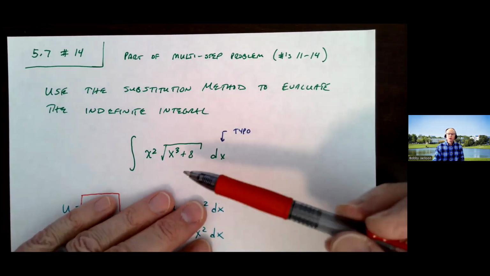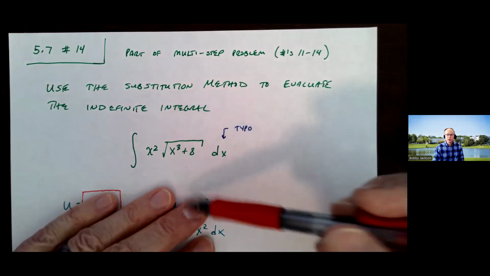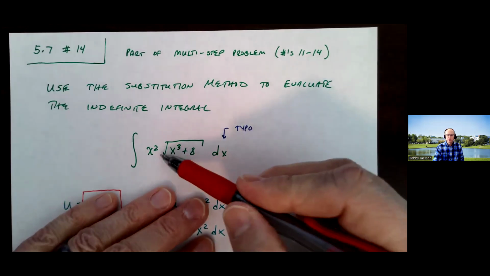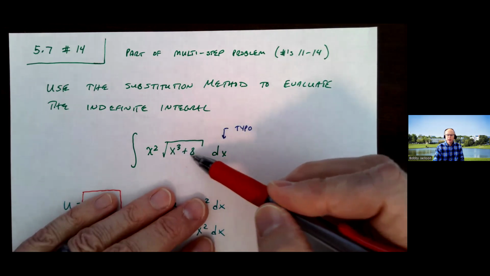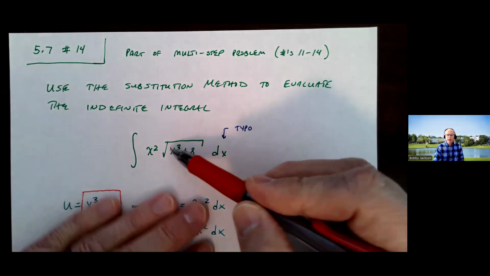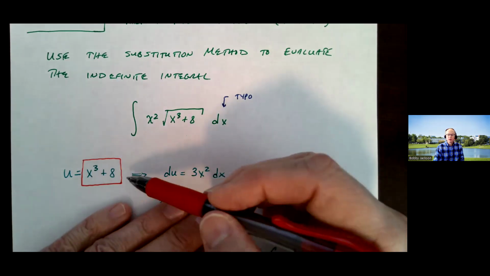Okay, so what are we going to choose for u? Well, again, we think of the inner function mostly when we're doing substitution. If we see a composition, and we do, we have the square root function, and inside that is x cubed plus 8. So that's what my u is going to be. I think that's the first blank that they ask you to fill in.